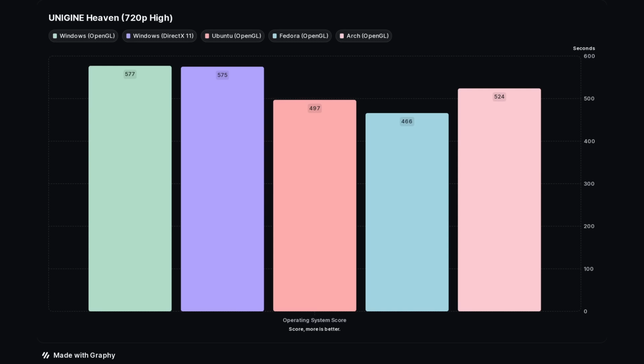Regardless, I ran the Unigine Heaven benchmark set to 720p high, and in this case, this is where we get our first Windows dub. An absolute dub, mind you, with OpenGL performance scored at 577. The next best was Arch Linux at 524, and then Ubuntu barely missed the 500-point mark, and Fedora actually fell behind this at 466. Windows does have DirectX 11. I tested that, and it scored basically on par with their OpenGL score, this one at 575.